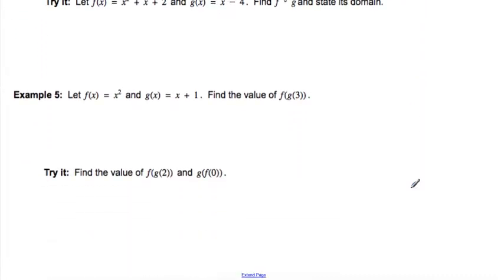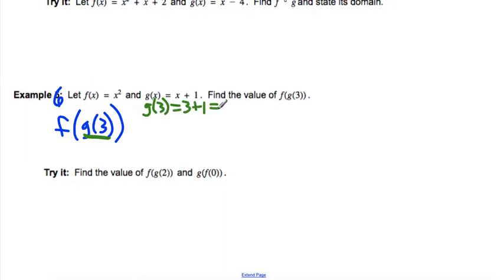So let's take a look at this one, which is actually example 6, misnumbered. So we have f of x and g of x, and this time it wants us to find f of g of 3. So the way we're going to do that is first we're going to find g of 3. So g of 3 means you're plugging 3 into g, 3 plus 1, which is 4. Okay, so g of 3 is 4.